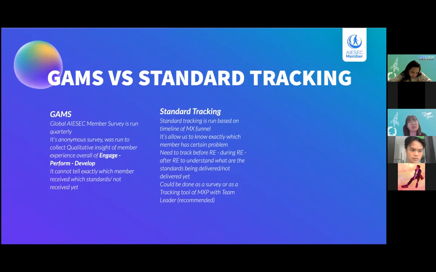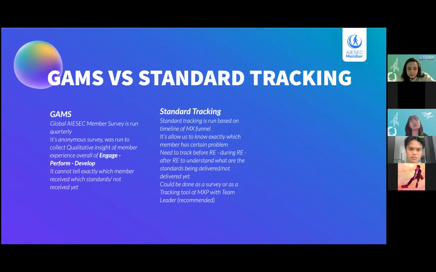This is also a little bit different, because for the games, we're going to run it in a quarterly routine to understand the insight quarterly, right? However, the standard tracking needs to run based on the timeline of the experience. For example, if the member starts to get accepted, and then we deliver a certain standard, and then they get approved, get realization.